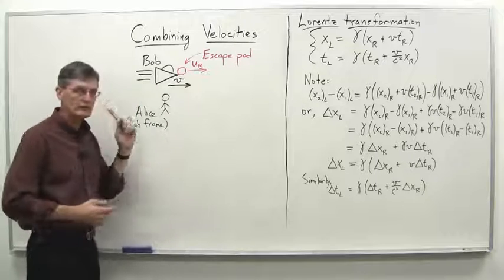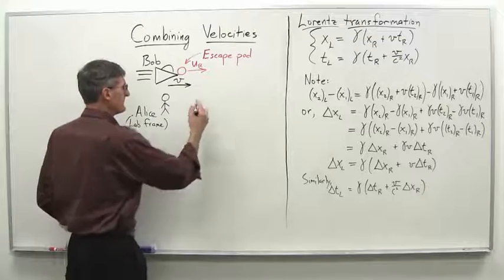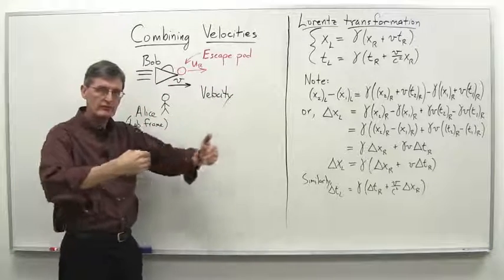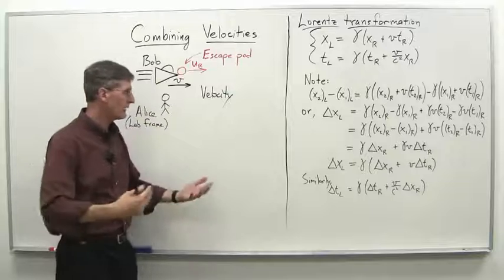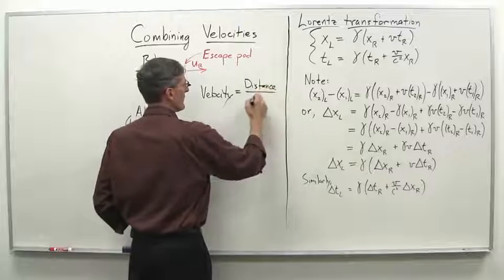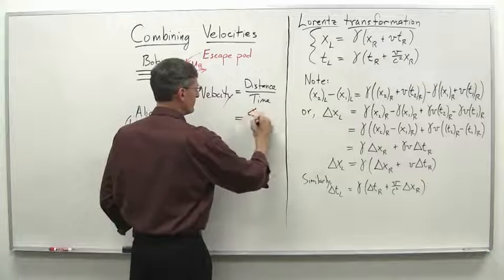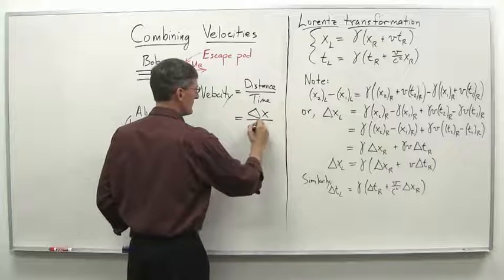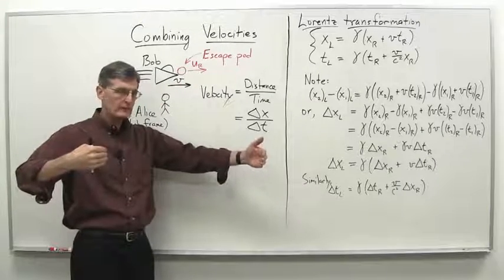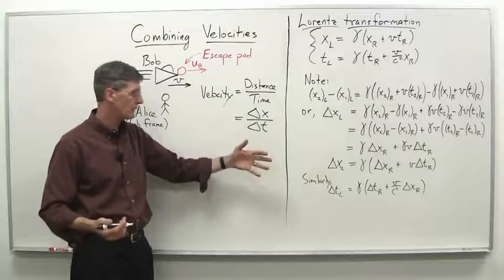Well, let's come back to our escape pod situation and remind ourselves what velocity is all about. Velocity is simply the distance covered divided by an elapsed time. In other words, we can write this as delta x divided by delta t: the distance covered, the change in x, how far you have gone in a certain amount of time, delta t. x2 minus x1 divided by t2 minus t1.